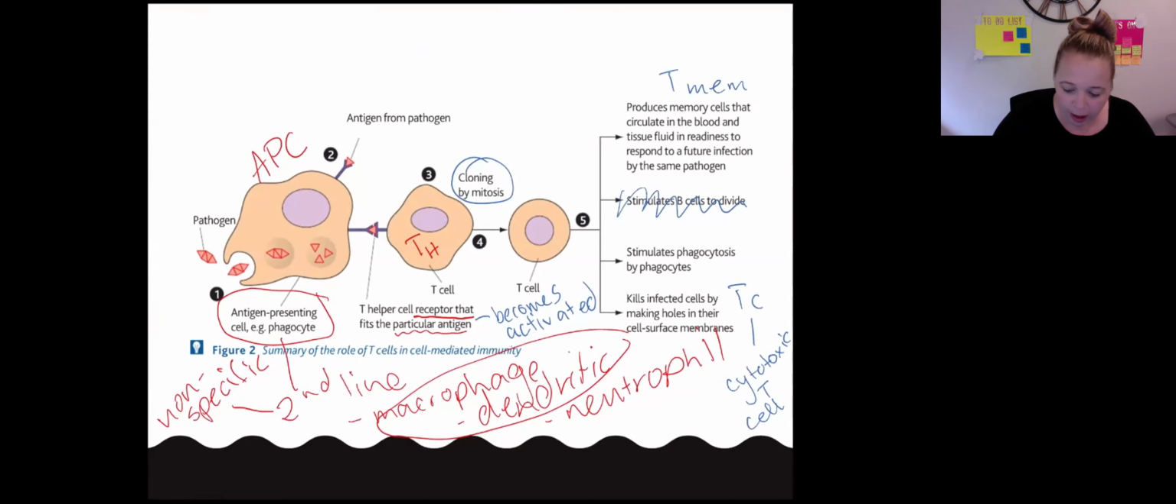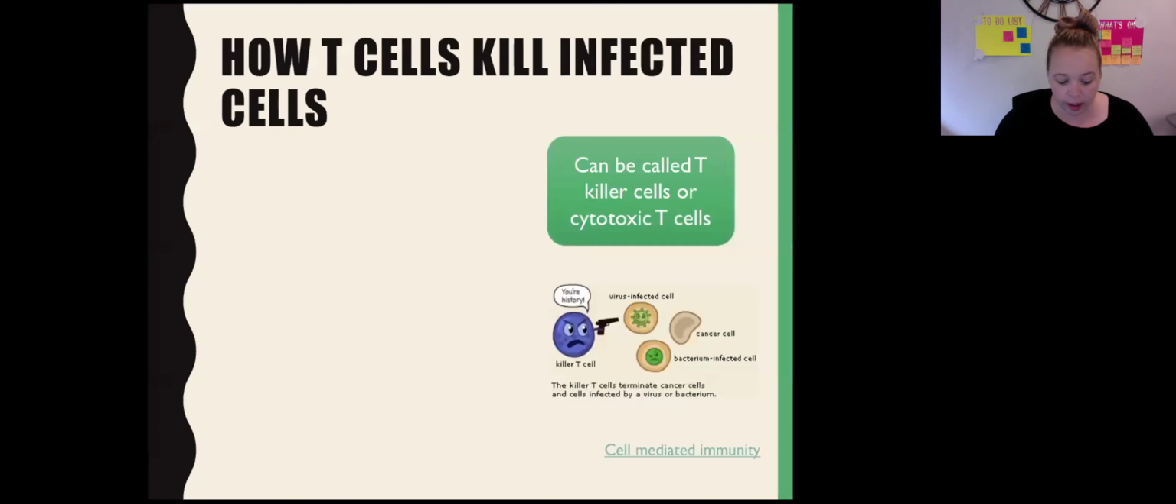So the main one that we're going to focus on, the main one that you need to understand, is this one down here, the stimulation of the TC cell. So the APC comes along, binds to the T helper cell, and it activates cytotoxic T cells. How does that work? You can see down the bottom here, we've got a killer T cell. Sometimes they call them killer T cells, sometimes they call them cytotoxic T cells. It means the same thing.